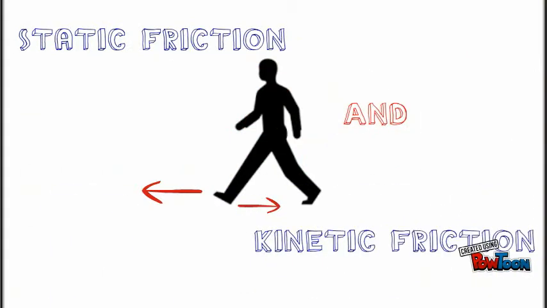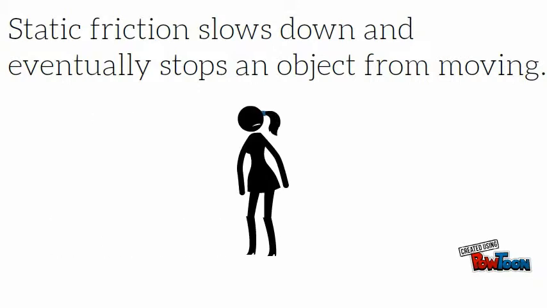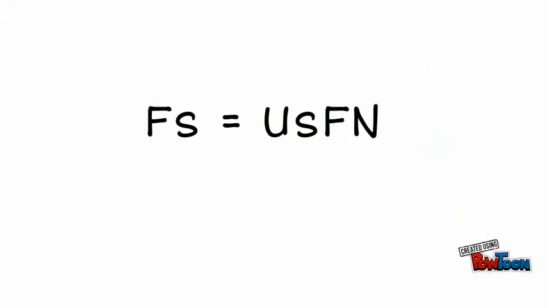Ask yourself if you know the difference between these, but if you don't, then don't worry. Static friction is the friction which slows down and eventually stops an object from moving. For example, let's pretend a car is just standing in one place. This will be what we call static friction because the car will just stay there unless someone pushes or pulls it. The formula for static friction would be Fs equals mu s Fn.